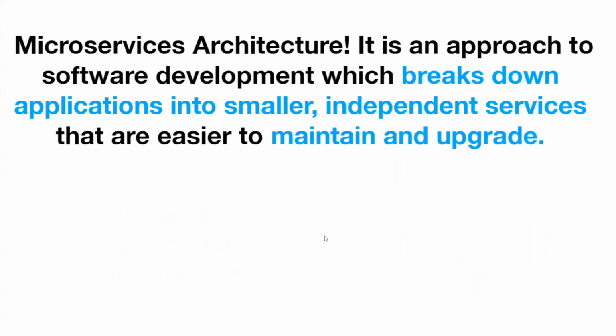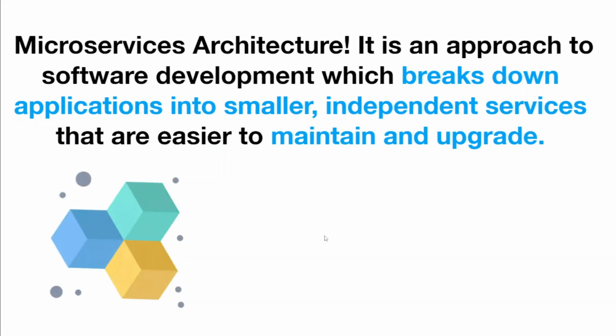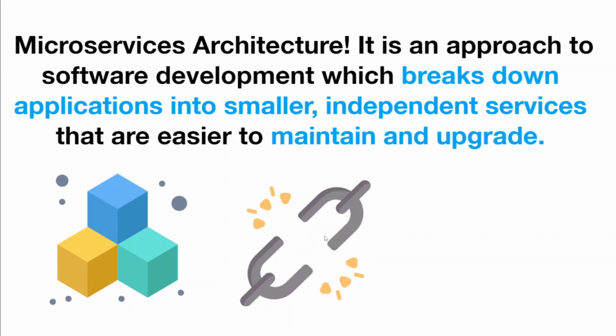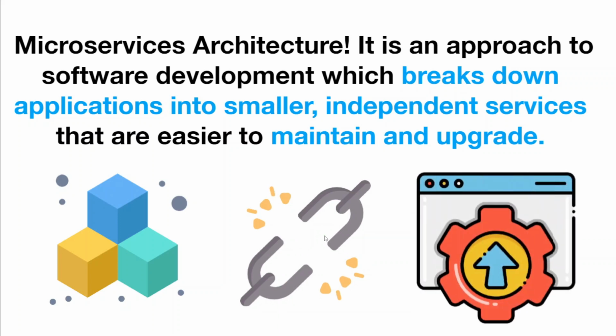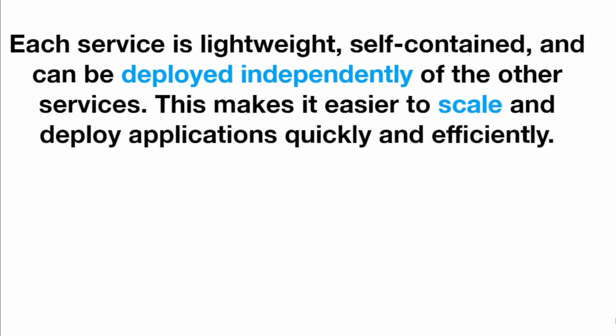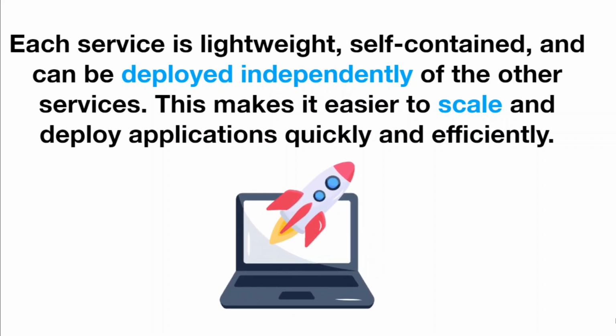Microservices architecture is an approach to software development which breaks down an application into smaller, independent services that are easier to maintain and upgrade. Each service is lightweight, self-contained, and can be deployed independently of the other services. This makes it easier to scale and deploy applications quickly and efficiently.